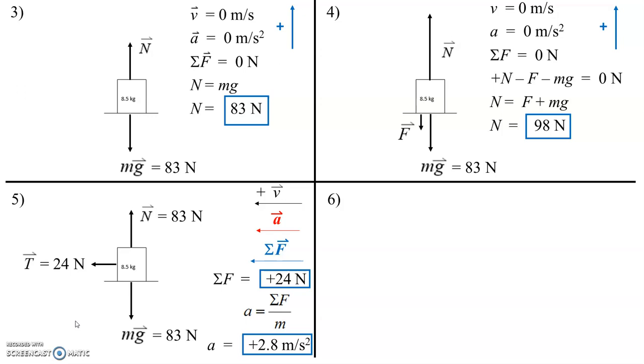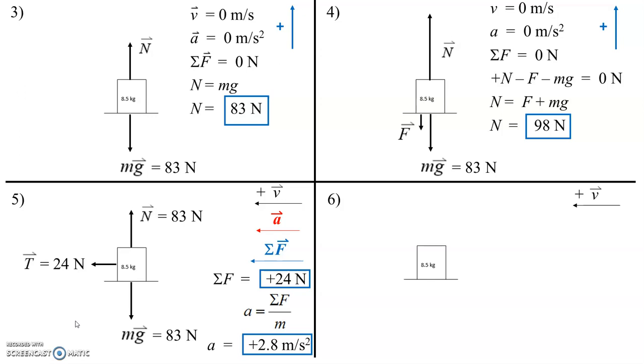Let's go ahead to number 6, and once again, I want you to pause the video, try to do it all on your own, then come back to see how I solve it. Alright, so there's our 8.5 kilogram mystery box. It says we're pulling it to the left, so we know it's going to be moving to the left.